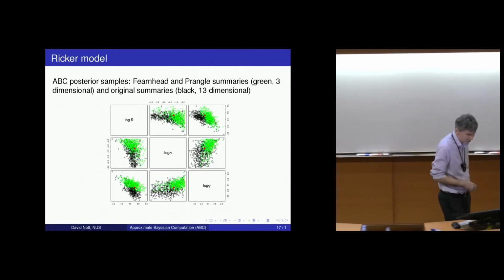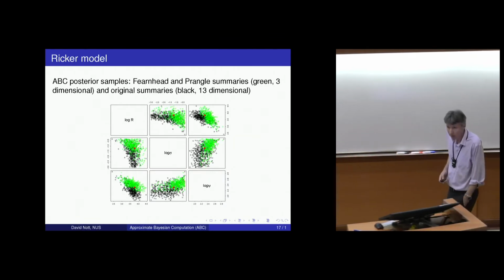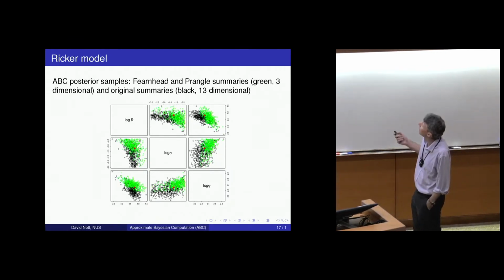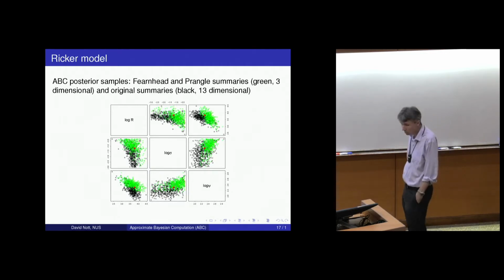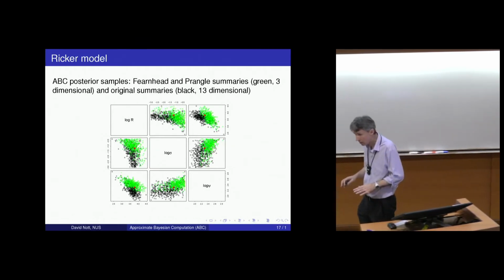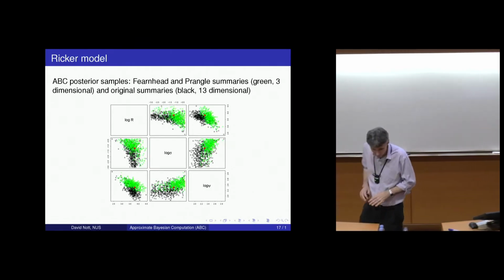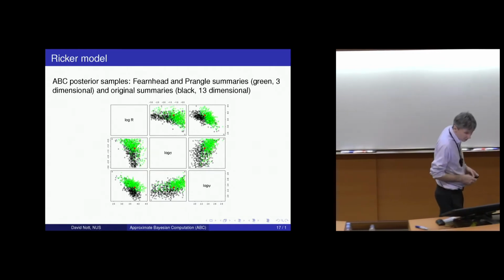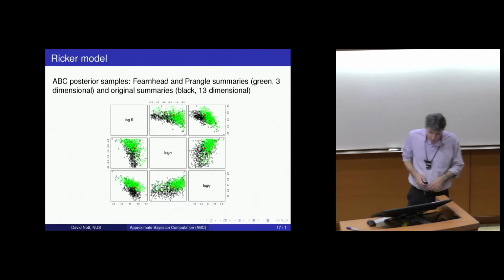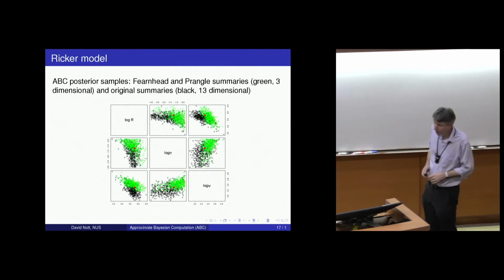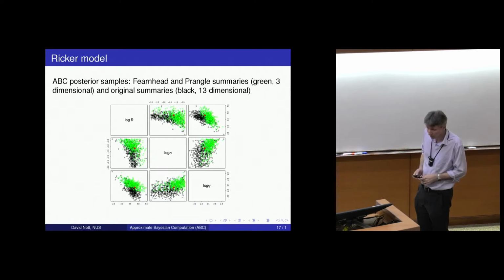I think 100,000 simulations, where I kept 1% or something. And actually, if you looked at the approximation based on the 13-dimensional summary here, you'd find that the posteriors are actually pretty close to the prior, okay? So for a given computational budget, if you use high-dimensional summaries, that may result in a poor approximation, okay? And this is the case in this particular example.